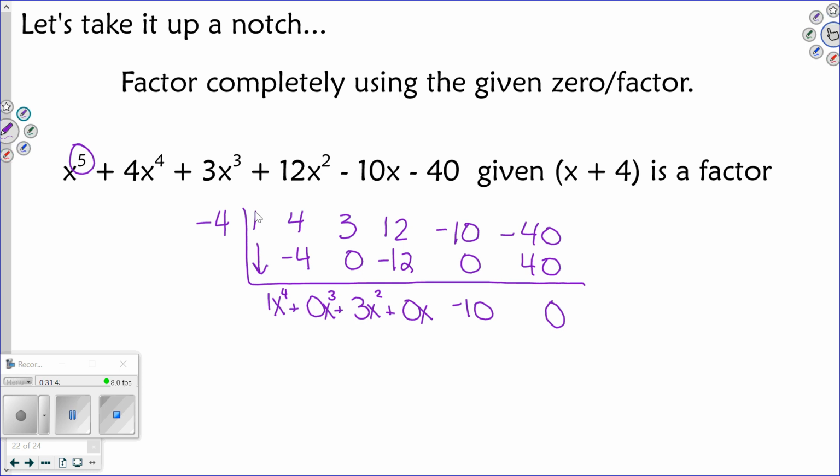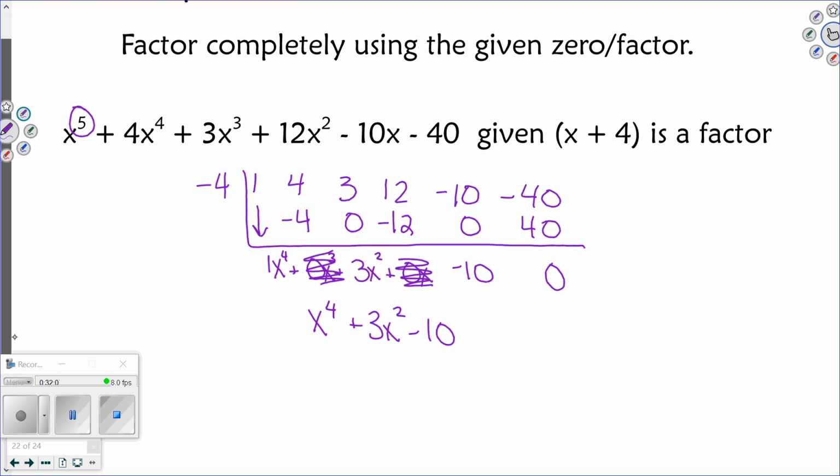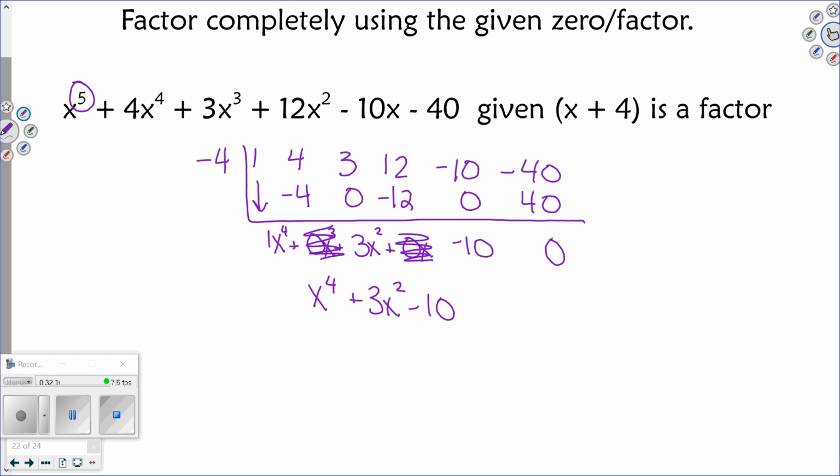Now if I ask you to factor that, is anybody panicking a little bit? What is not necessary? The 0 stuff, right? I don't need those. So if I just rewrite this as what I have, x to the 4th plus 3x squared minus 10, does that look like something you can factor? Yeah, it should. Well, based on that quiz, maybe some of you can.